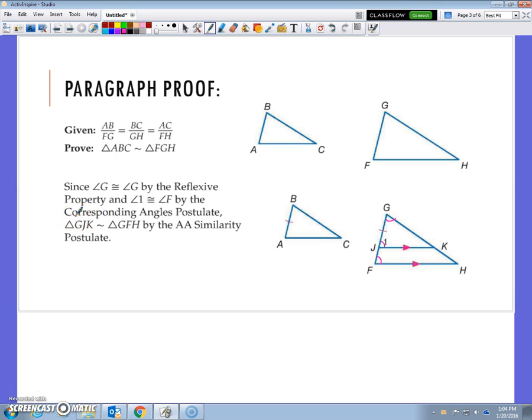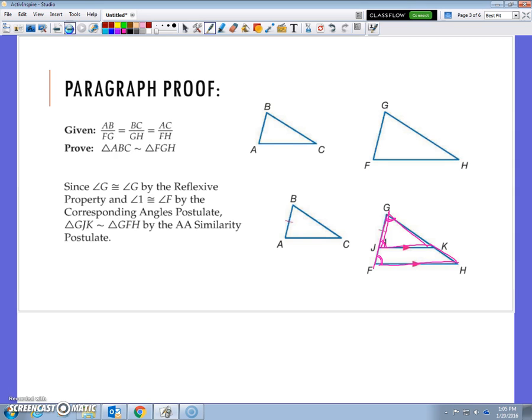I didn't explain the whole postulate, but I did write in there the corresponding angles postulate. So now what I see is triangle GJK is similar to triangle GFH through the angle postulate. They have one angle through the reflexive property that is the same, and they have one angle through corresponding angles that is the same. So through the angle postulate, I know that GJK is similar to GFH. I can say that for sure right now using the angle similarity postulate.